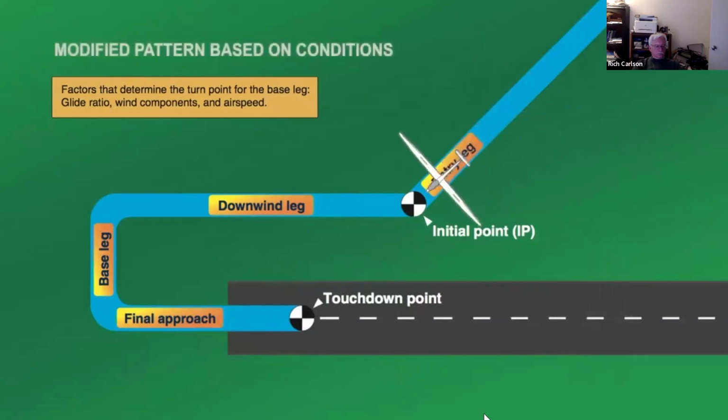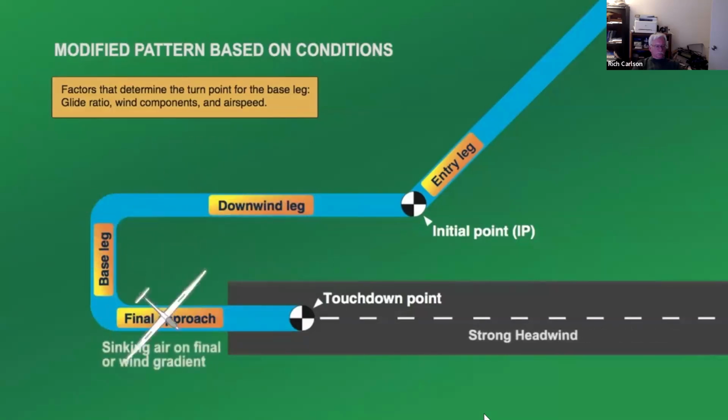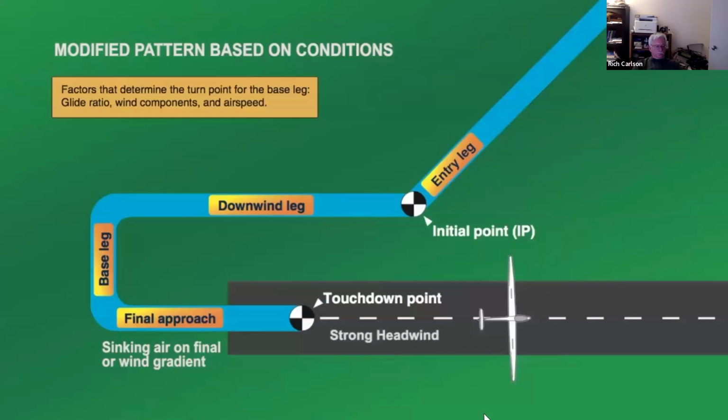For example, a glider pilot may decide to make an early turn from the downwind leg to base leg if a strong headwind on final exists, or if suspected sinking air or a wind gradient might result in a low or slow final approach. Discuss these possibilities and when it would be appropriate to use a flexible, goal-oriented pattern with your glider flight instructor.